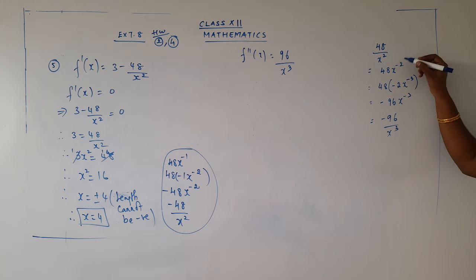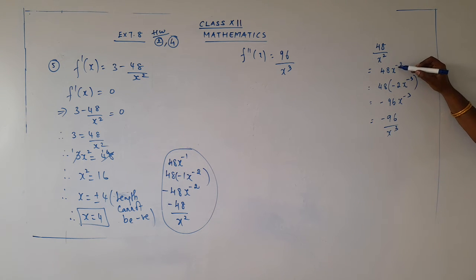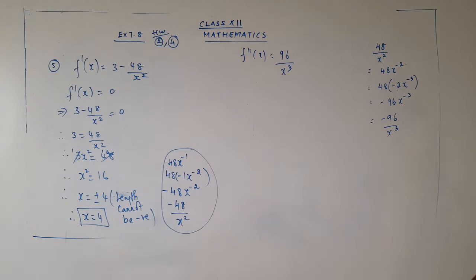Very easy. I am just applying the same formula, x raised to n. So x square is changed to x raised to minus 2. Keep 48 as it is. Bring minus 2 to the front, and you just subtract 1 from the power. So minus 2 minus 1 will give you minus 3. So this is minus 96 upon x cube. And we already have one minus sign, so it will become plus. So the value for f double dash x is equal to 96 upon x cube.